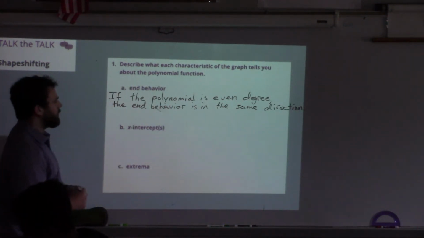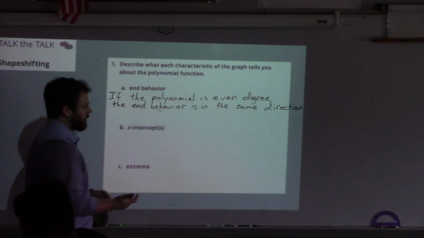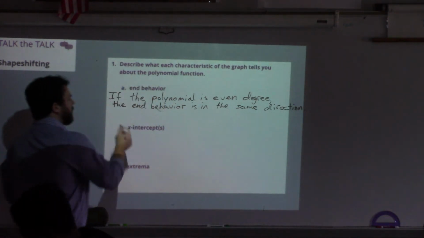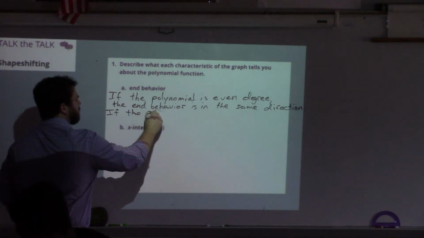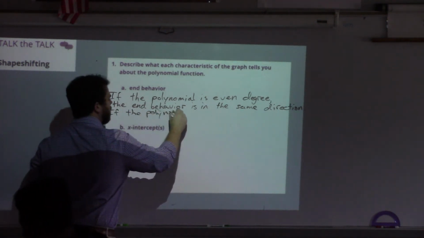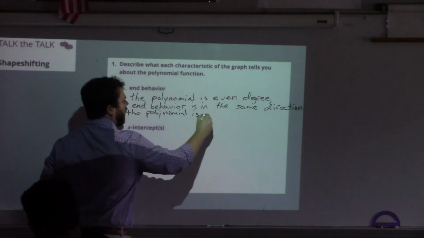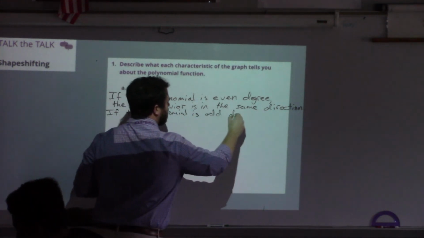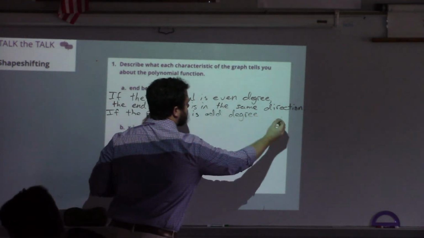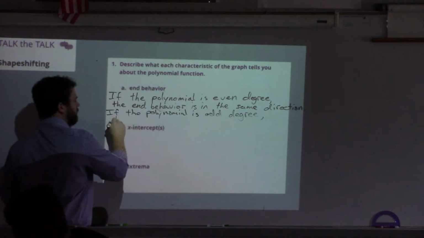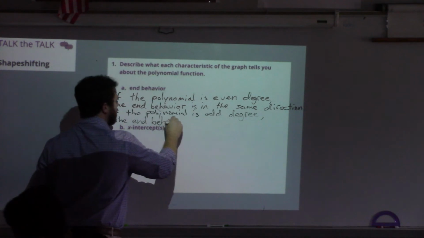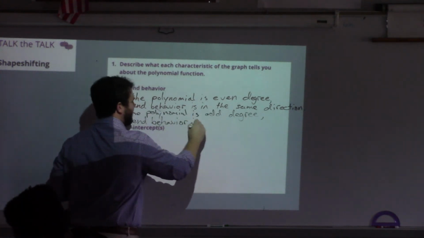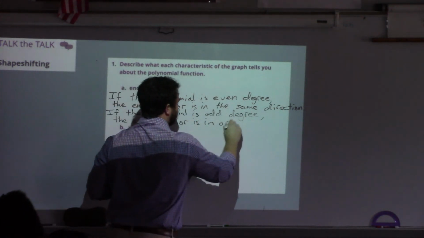So if the polynomial is even degree, the end behavior is in the same direction. If the polynomial is odd degree, the end behavior is what? It's in the opposite direction. There we go. I just realized I can figure it out now. Yep.